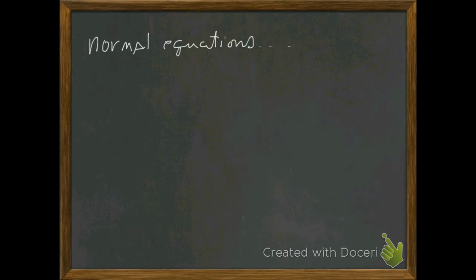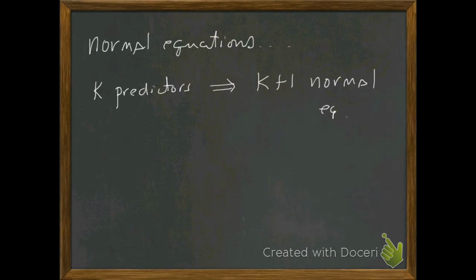And so guys, if we have K predictors, then we'll have K plus 1 normal equations. Now I'm going to go to the next screen here because there's going to be a lot to write here.